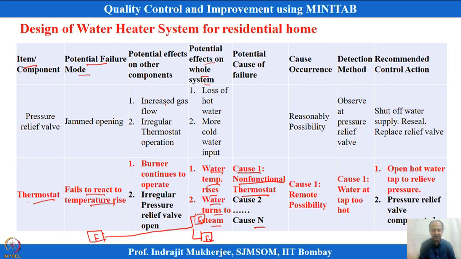Because of this reason, I am considering this in the failure mode and effect analysis. This is the basic format you will find in failure mode and effect analysis. There will be the item, potential failure modes, and potential effects identified on the system and all the components, and potential causes will be identified. There can be multiple causes, and for each cause the occurrence frequency will also be noted down. Is it very frequent or not? Here it is written remote possibility, meaning this type of cause rarely occurs. So we can think of occurrence probability.